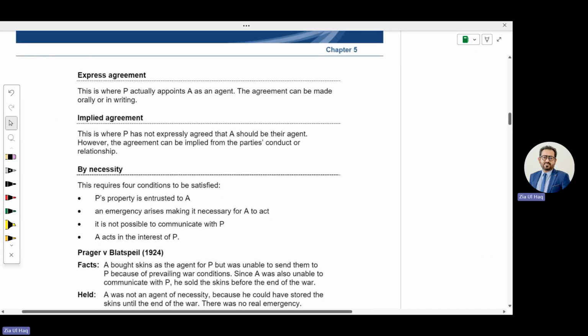So express agreement, this is where the principal actually appoints A as an agent. The agreement can be made orally or in writing, meaning they have discussed the terms with each other. Implied agreement, this is where the principal has not expressly agreed that A should be their agent. However, the agreement can be implied from the parties' conduct or relationship, like if an estate agent is finding a buyer for your property, even if there is no written agreement between you, like I will pay you this much commission or something like that. That will be, according to industry norms, working as an agent.